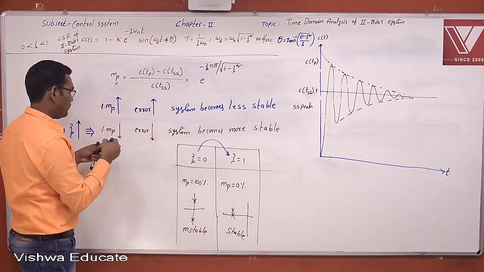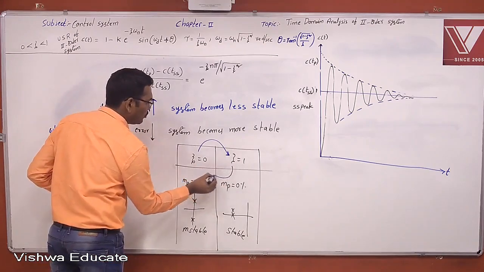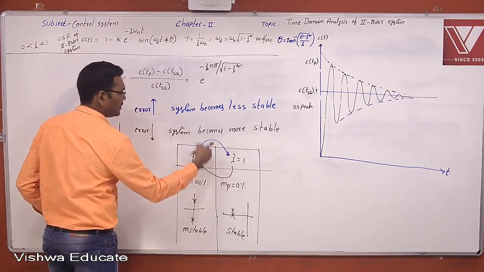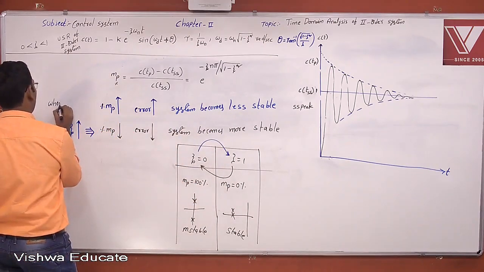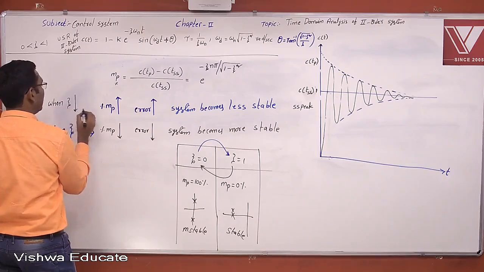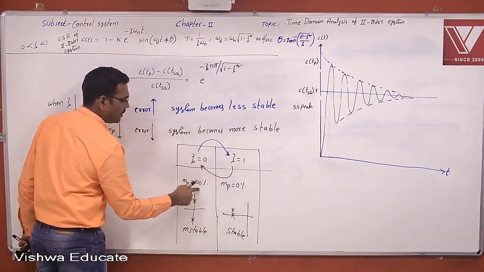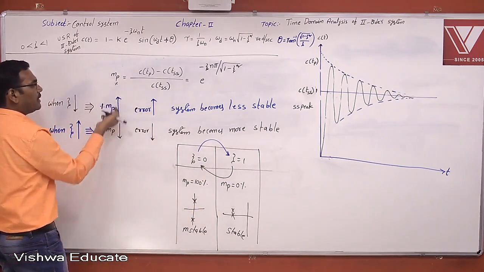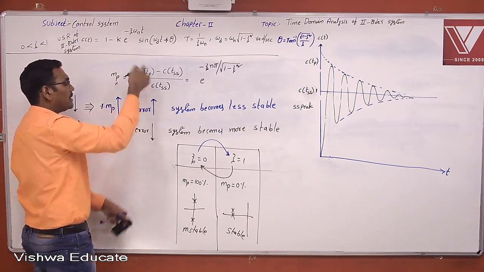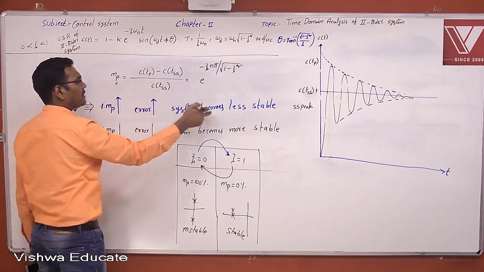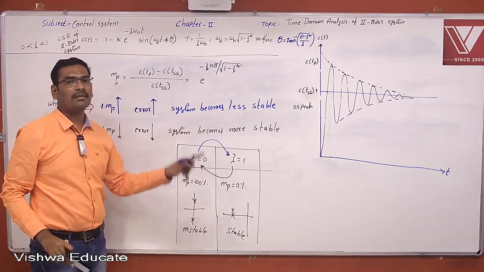And what is the reverse? When damping factor zeta is changing from 1 to 0, zeta decreases. When zeta decreases, what happens? 0% will become 100%. Peak overshoot increases, which means deviation increases. When deviation increases, error increases. When error increases, the system becomes less stable. That's why the stable system will become unstable or marginally stable.